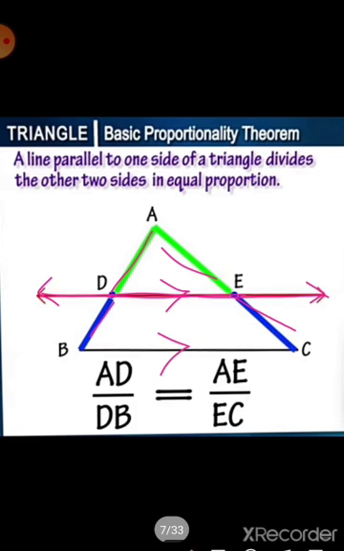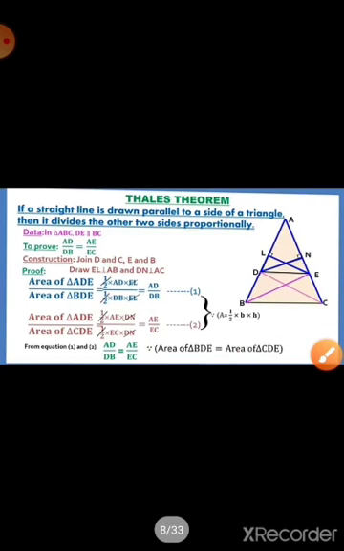Here DE is a line which is drawn parallel to BC. What are the other two sides? AB and AC. So it divides AB and AC in the same ratio. AD by BD is equal to AE by EC. To prove this, as DE is a line which is drawn parallel to side BC, join DC and BE and also draw a perpendicular line DN onto AE and EL onto the line AD.